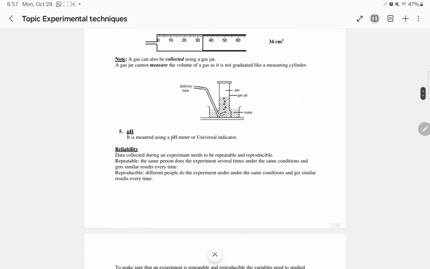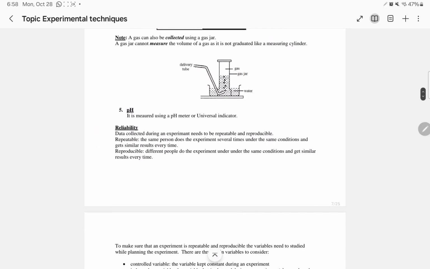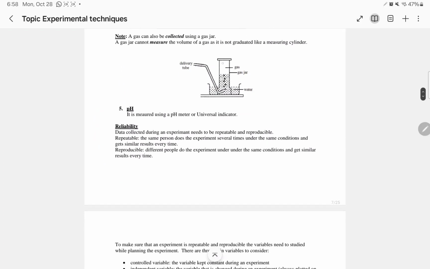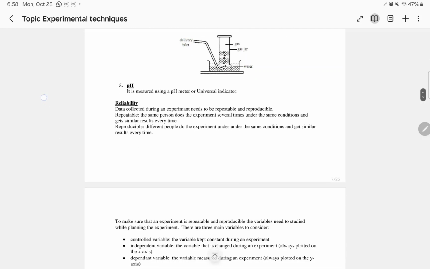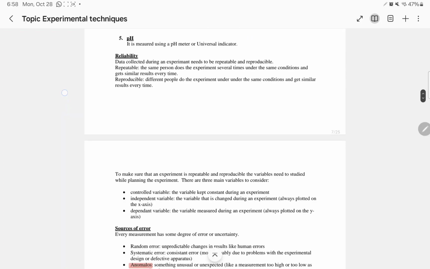Volume of gases is measured most accurately with a gas syringe. It can also be done with a gas jar, but it cannot be as accurate as a graduated measuring cylinder. A gas jar cannot measure the volume of a gas as it's not graduated like a measuring cylinder. This is how it would go: delivery tube, gas jar, and water. Anyways, pH, we just talked about it in chapter 3.